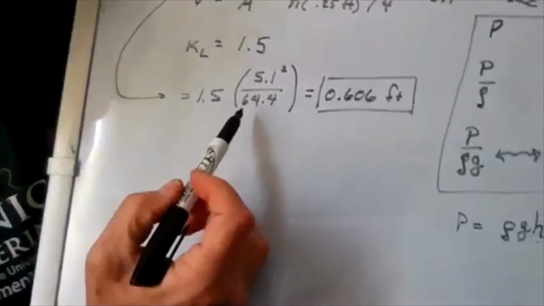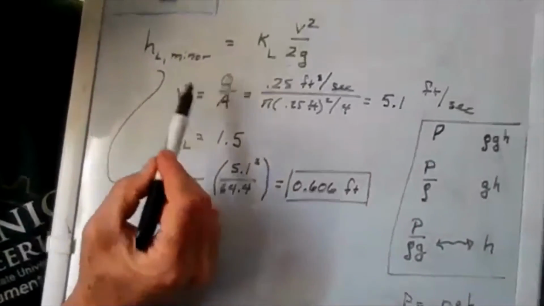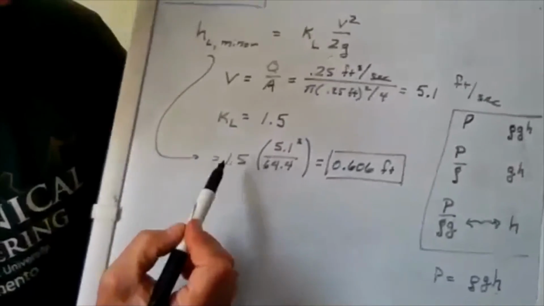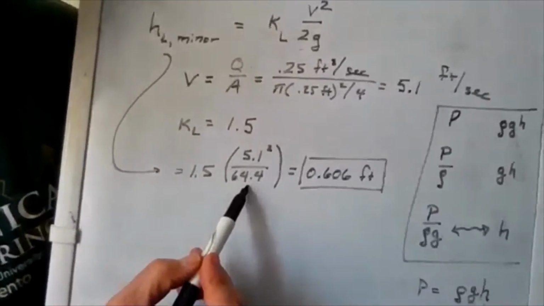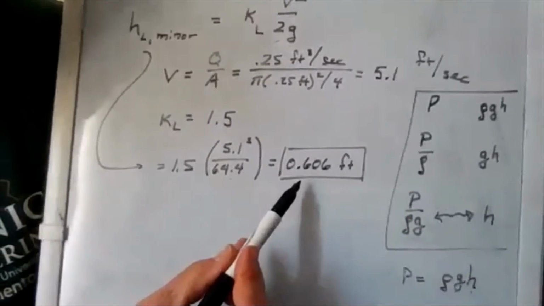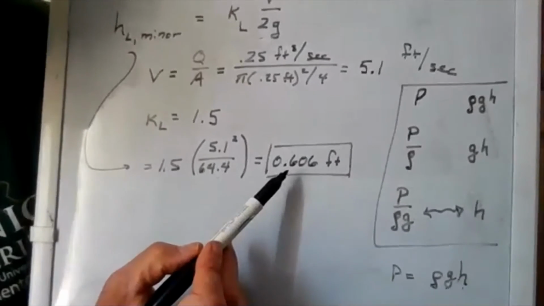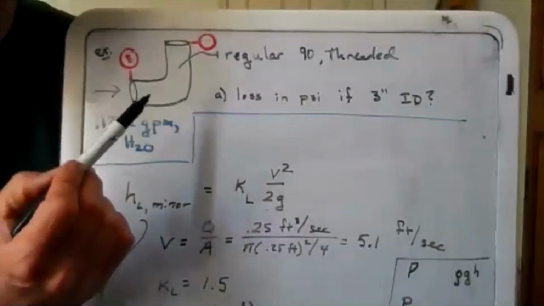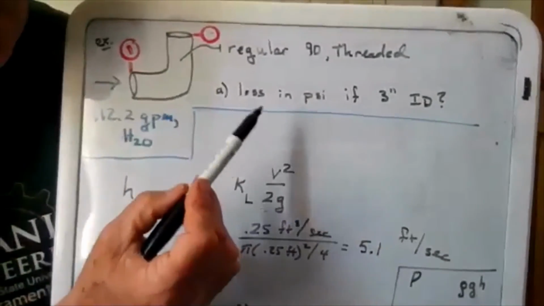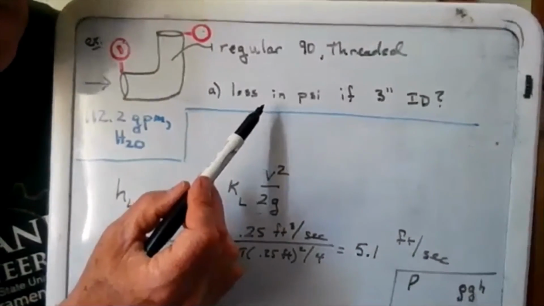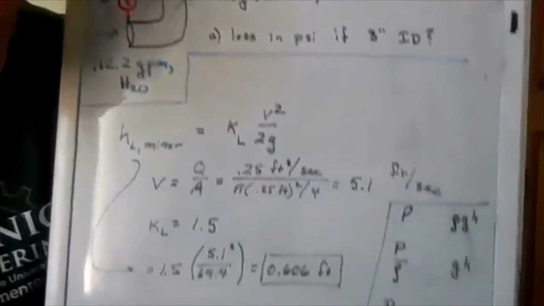And then substituting into my minor head loss formula, HL minor, I did 1.5 times the speed squared over 2 times 32.2, and that works out to 0.606 feet. And that's normally the way it's done in industry if you're getting the loss of some sort of component. But just to put a little bit of feel for it, how about if we asked you to get it in PSI, what would that be?